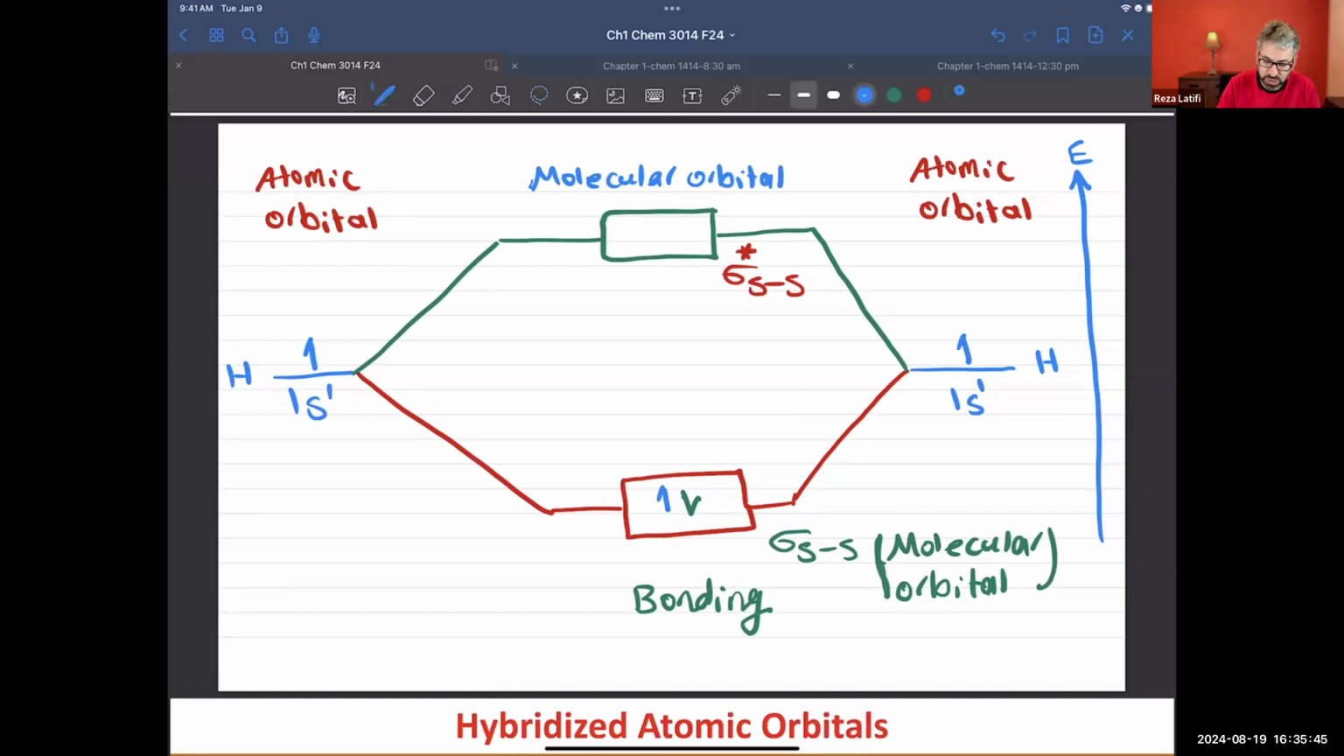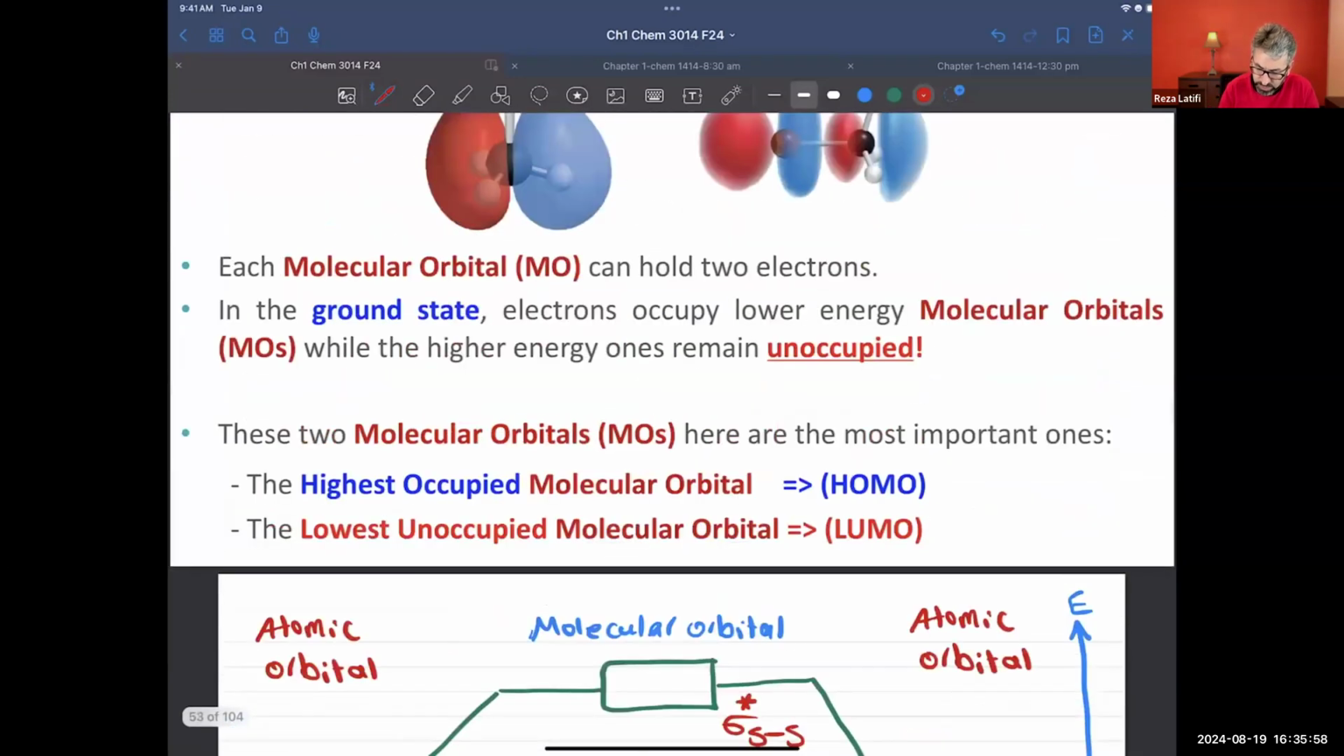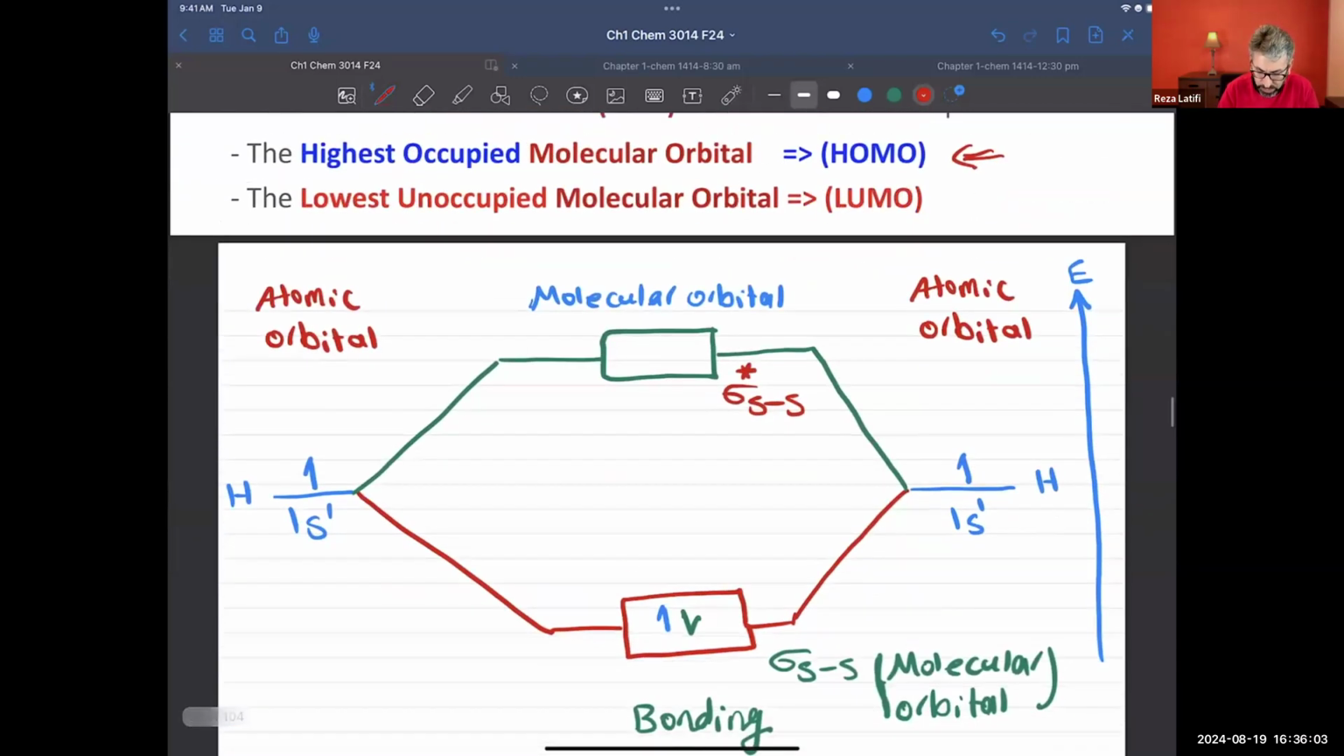The highest occupied orbital, we're going to call it the HOMO. So in this case, the HOMO is going to be the highest occupied orbital, and for hydrogen, this is going to be the HOMO. The lowest unoccupied orbital will be the sigma star, and this one will be the LUMO. So sigma star will be the LUMO, and the HOMO will be sigma 1s.